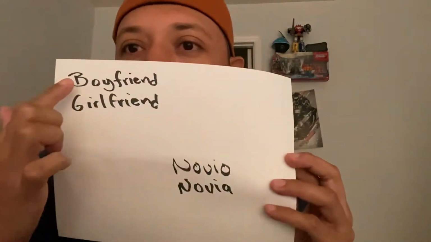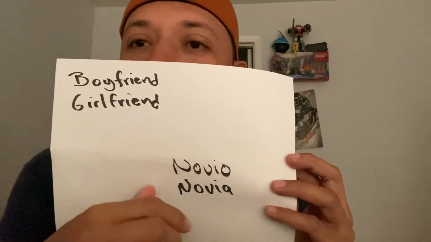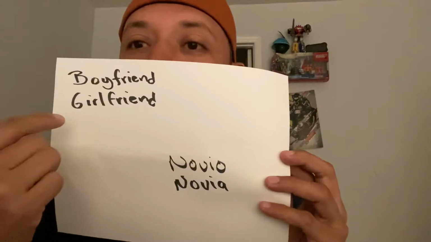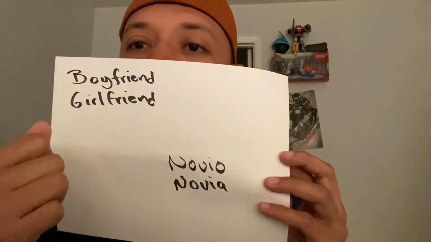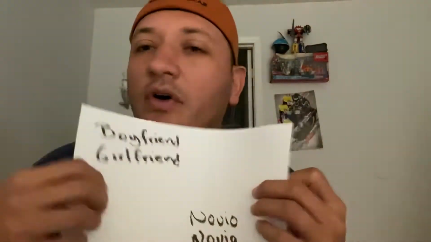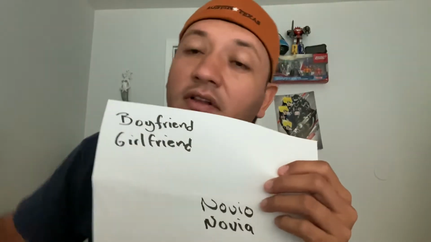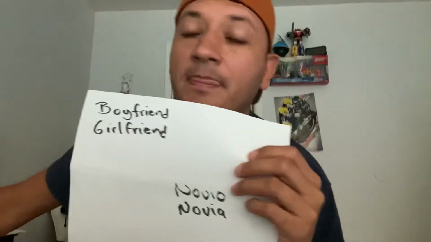In English, you compound boyfriend, a boyfriend, and that means some male lover, and you compound girlfriend, and you're talking about a female lover. So in Spanish, that doesn't exist. Boy is just a gender, or girl, and friend is just a verb.